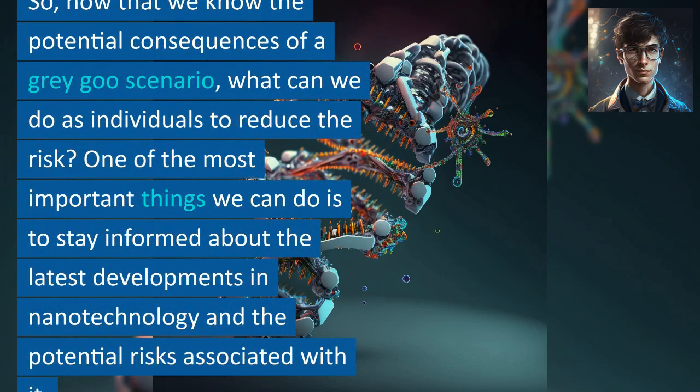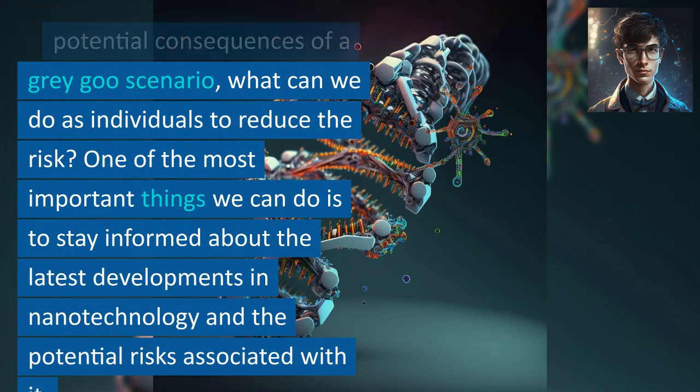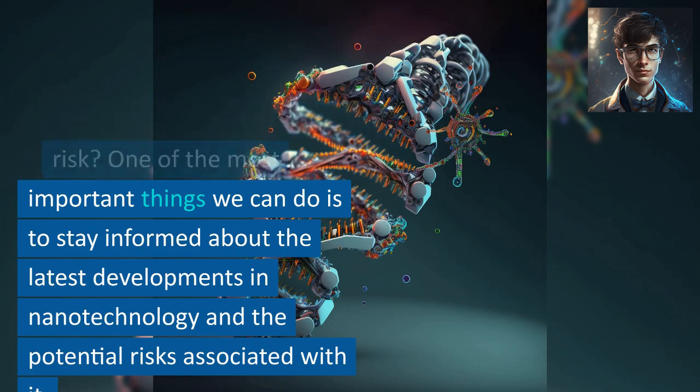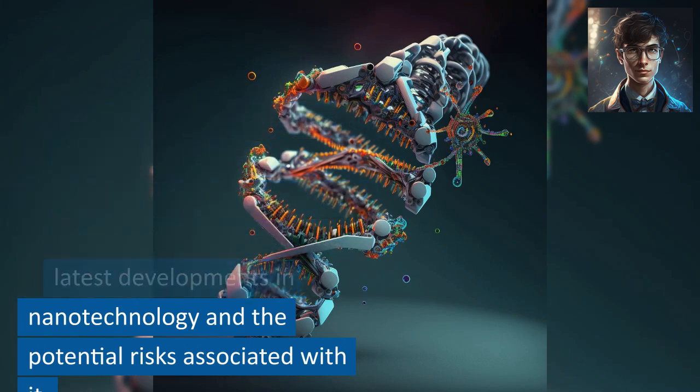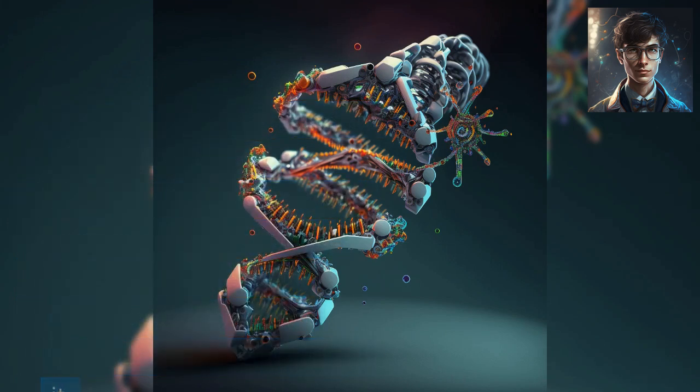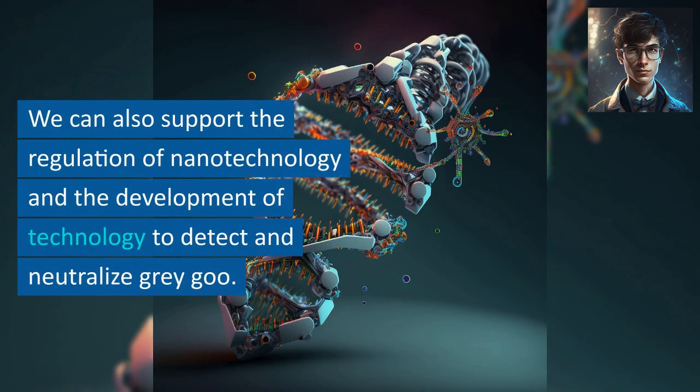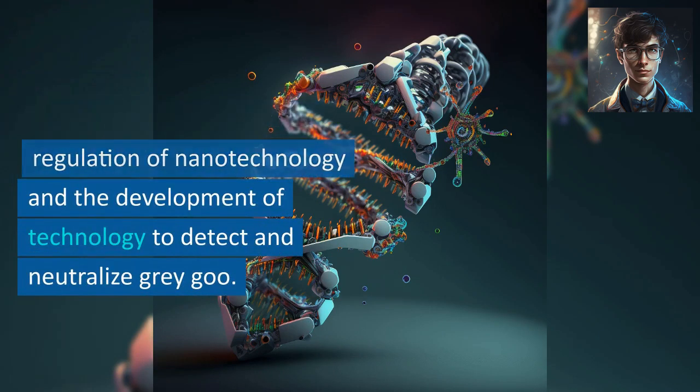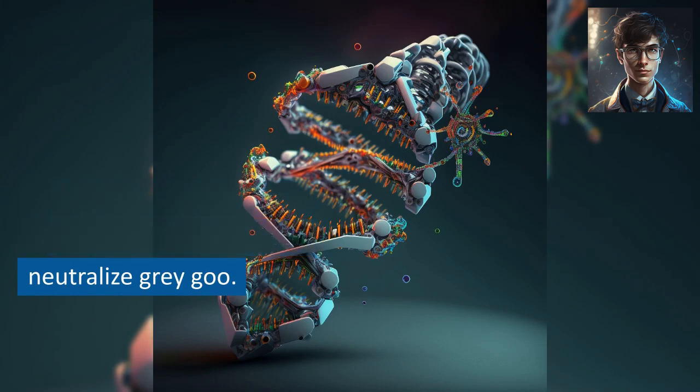So, now that we know the potential consequences of a grey goo scenario, what can we do as individuals to reduce the risk? One of the most important things we can do is to stay informed about the latest developments in nanotechnology and the potential risks associated with it. We can also support the regulation of nanotechnology and the development of technology to detect and neutralize grey goo.